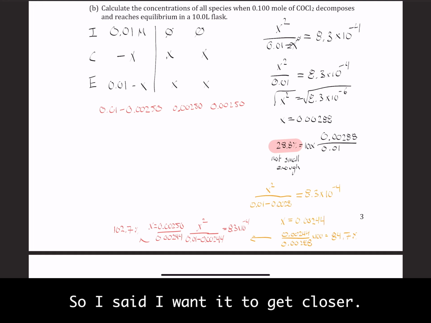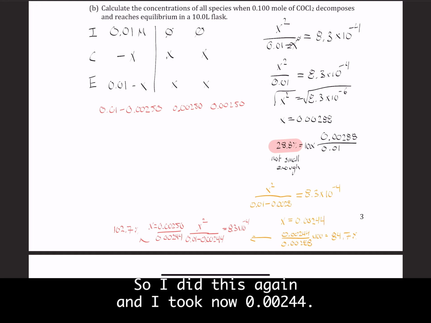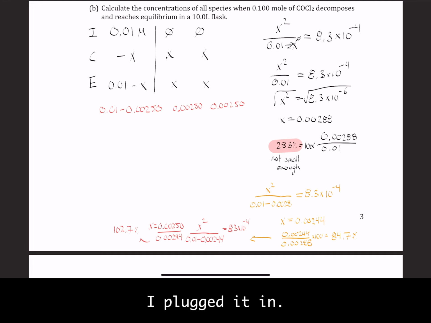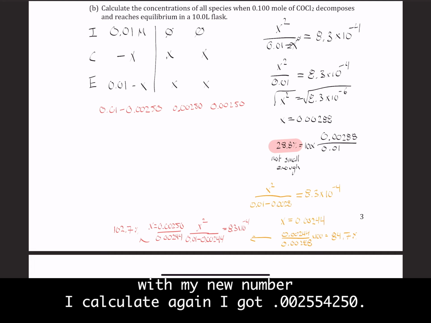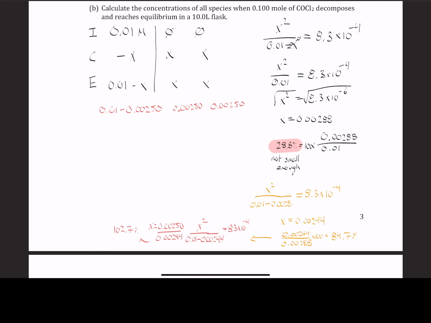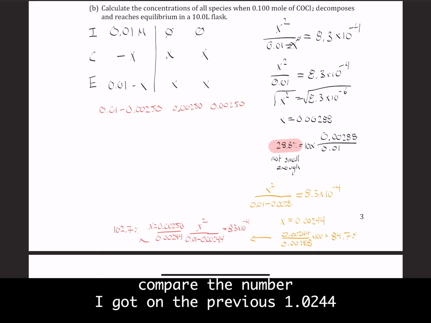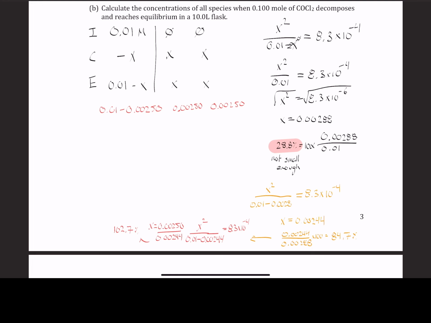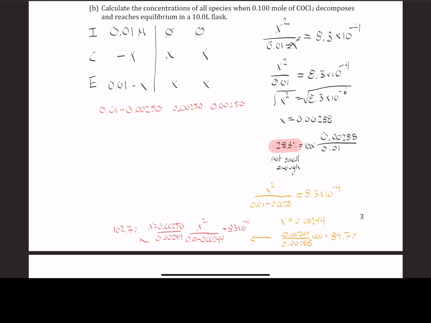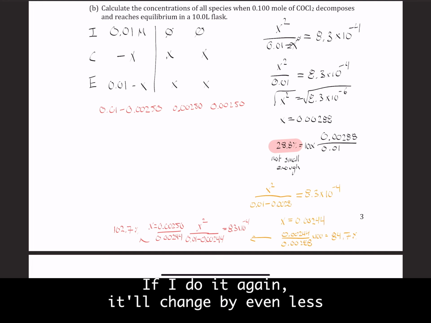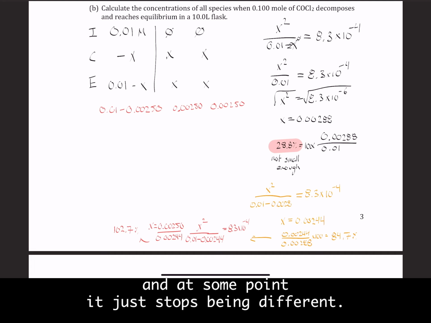So I said, I want it to get closer, so I did this again, and I took now 0.00244. I plugged it in, right? It's the same calculation, but I plugged it in again with my new number. I calculate again, I got 0.00255. And now when I compare the previous number, 0.00244, to the number I have now, it only changed by less than 3%. If I do it again, it'll change by even less. And at some point, it just stops being different.